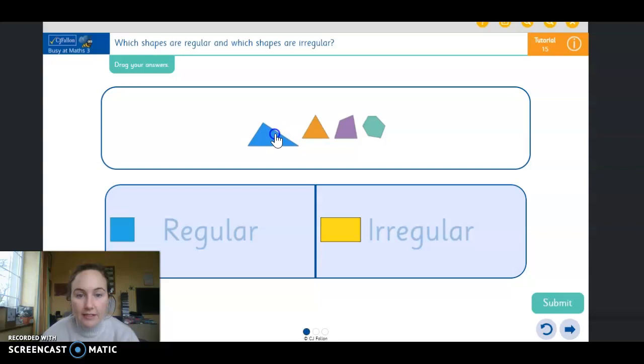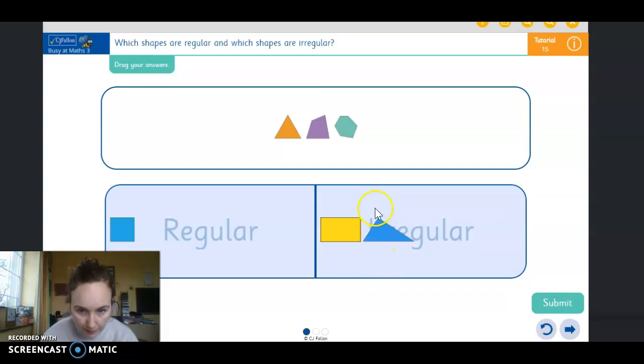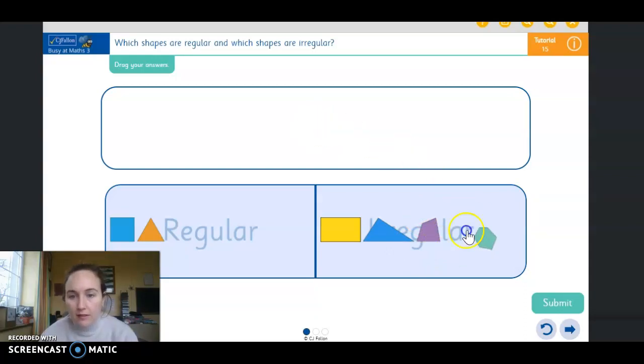This triangle here is an irregular triangle because look, it has one really long side and its angles are not the same, and it would not be symmetrical if I put a line down the middle. They would not be identical on either side. But this triangle, this is a regular triangle. Its sides are all the same. Its angles are all the same and it's symmetrical. This shape here is definitely irregular. It has all different lengths. None of them are the same size. And the same with this one, irregular. Lots of different lengths.